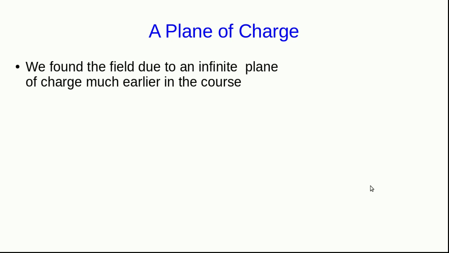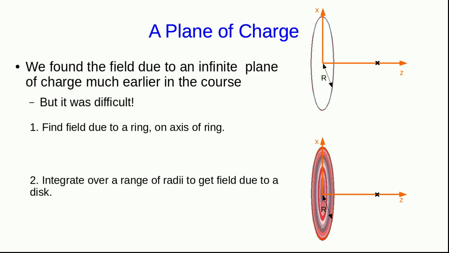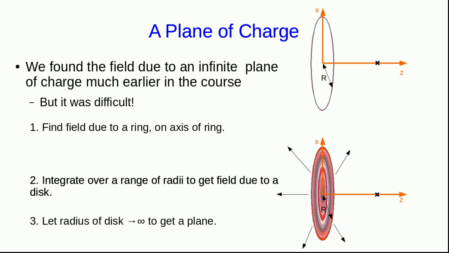Back in the electric fields unit of the course, we found the field due to an infinite plane of charge. However, it was really difficult. So difficult, in fact, that I put most of it into a supplementary lecture. Remember that what we had to do was first find the field due to a ring on the axis of the ring. Then we used that expression and integrated over a bunch of radii to get the field due to a disk. And then finally, we allowed the radius of the disk to go to infinity, and that gave us the expression for the strength of an E field due to an infinite plane of charge.